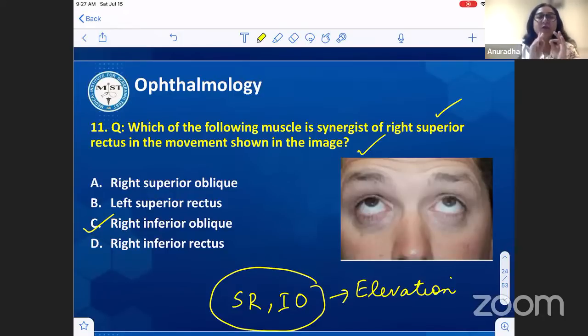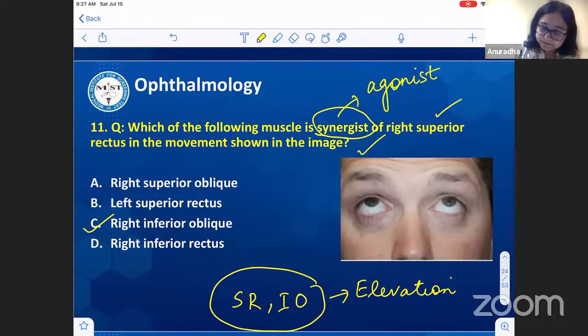Synergist is the muscle which is causing the same action in the same eye. Very nicely put. They are moving the eye in the same direction, and we are talking of the muscle in the same eye, not in the other eye. That is the synergist. Some of us get confused about what is synergist or agonist or yoke muscles. So please do not get confused. Synergist is same as agonist. So the synergist or agonist muscle of superior rectus in one eye will be inferior oblique.